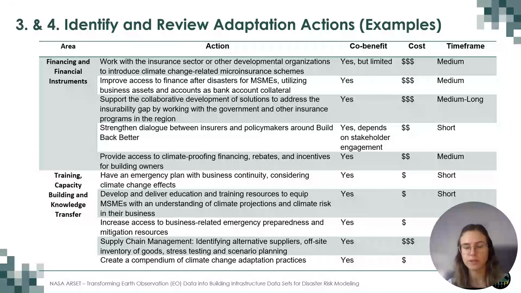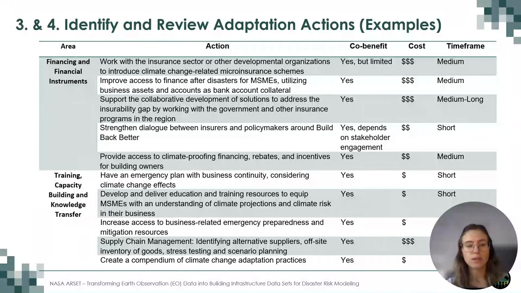So this is important because sometimes after a disaster, people that were affected get money back from the insurance company, but rebuild their house the same way. So it's important that we can include adaptation in this kind of rebuilding to build back better.